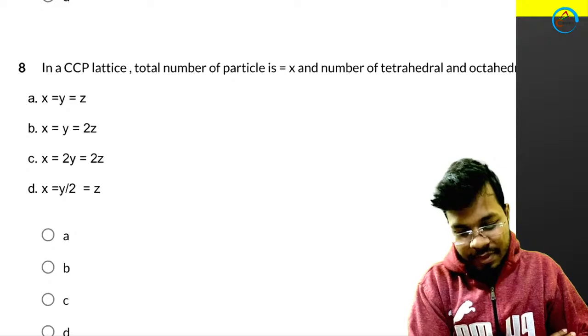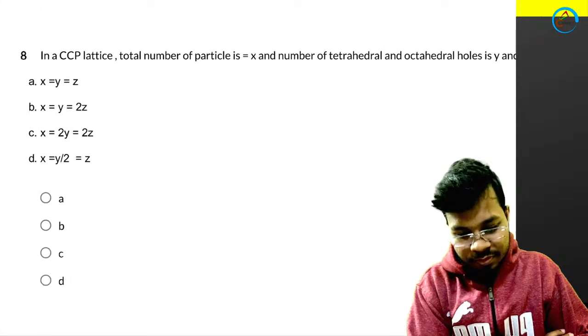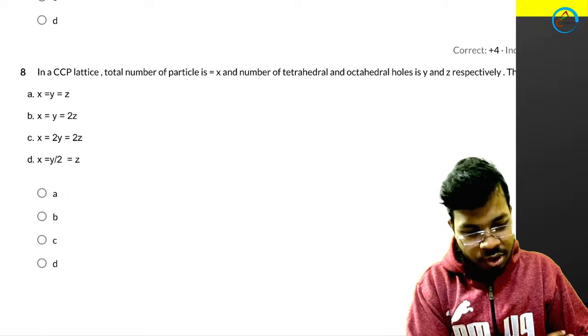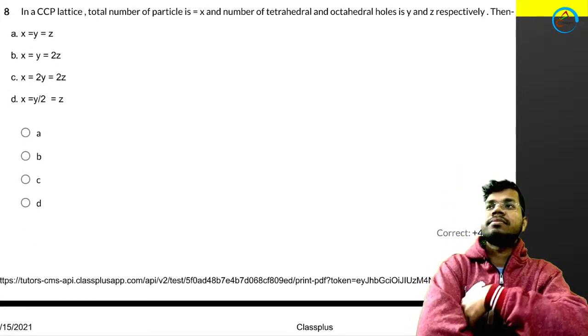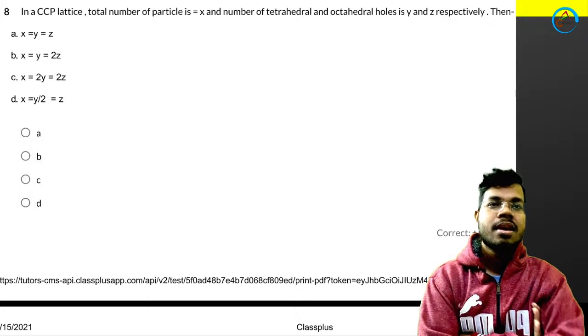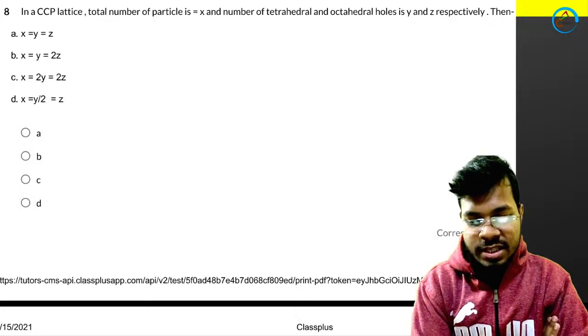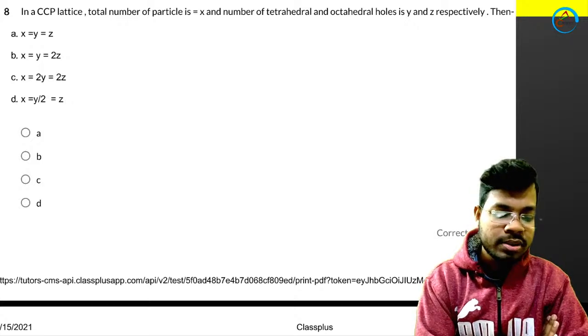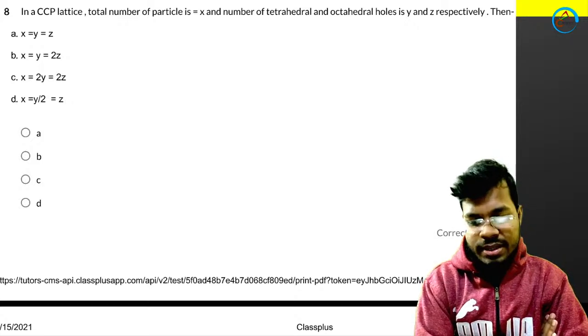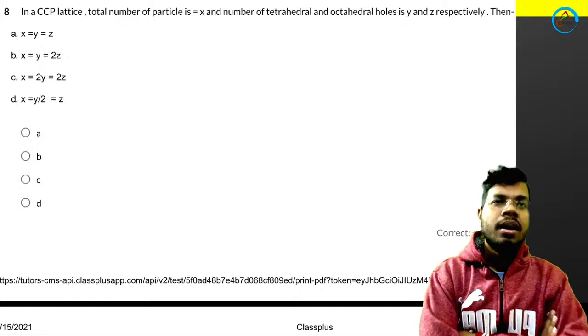Next question, question number 8. Let's solve this question. I hope you can see it. In a CCP lattice, the total number of particles is X, and the total numbers of tetrahedral and octahedral holes are Y and Z. Then what is the relation between X, Y and Z?